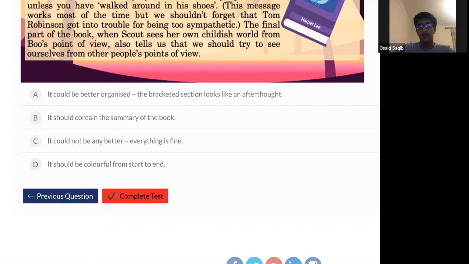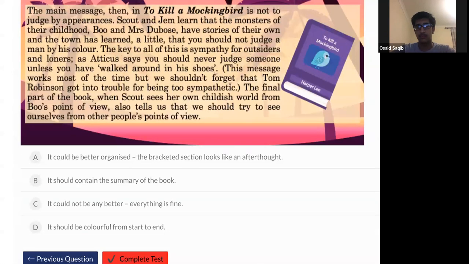Yeah, and in terms of the option that you've gone for, option A, it also says the bracketed section looks like an afterthought. A bracket is something that you apply in a piece of writing which is not necessarily important. You're just providing that extra bit of information, and you don't have to read the bracket. If you don't read the bracket, the sentence or phrase will make sense, and even if you did read the bracket, it should also make sense. The bracket says, this message works most of the time, but we shouldn't forget that time Tom Robinson got into trouble for being too sympathetic. So that bracket really doesn't need to be there.